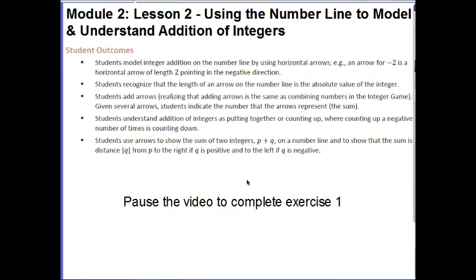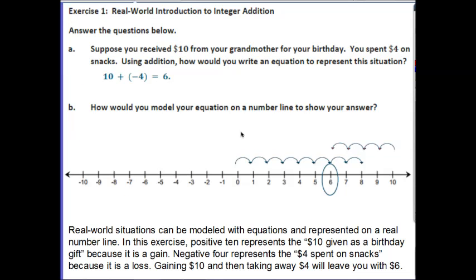First thing I'd like you to do is to pause the video so that you can complete the opening exercise 1 on your own. And when you're ready to continue, just unpause the video. So take a moment to look over the key to exercise 1.